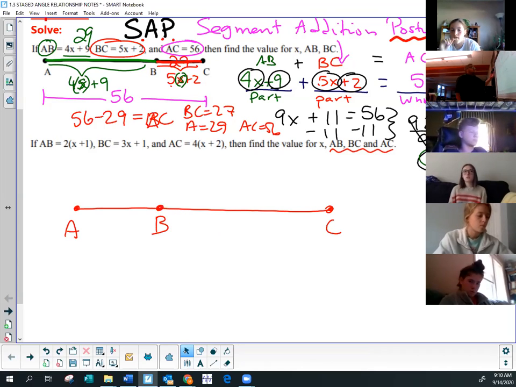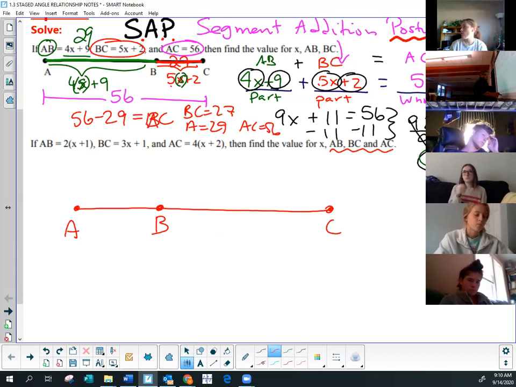And remember, the situation is the segment addition postulate: part plus part equals whole. And so the placement of B doesn't necessarily matter. It could be wrong, and we could still get the right answer for x, AB, BC, and AC. Okay, that's where it landed last, so that's where I'm going to put it. So the next thing we should probably do is label our diagram.